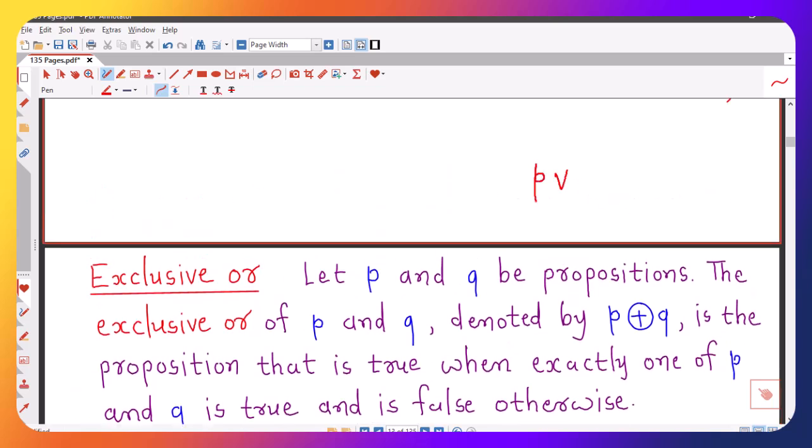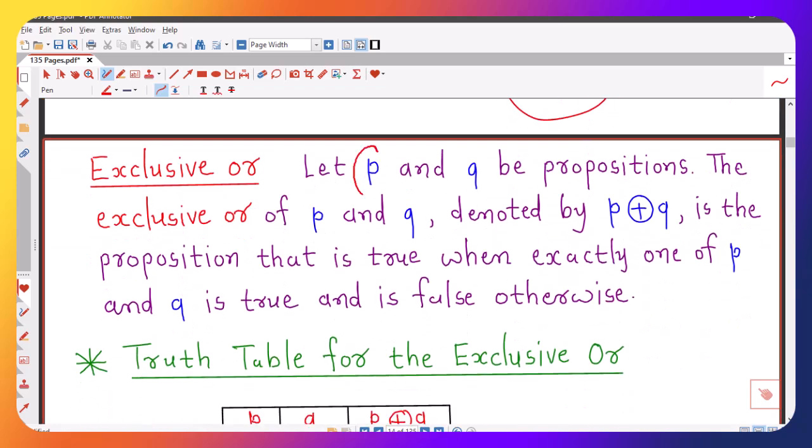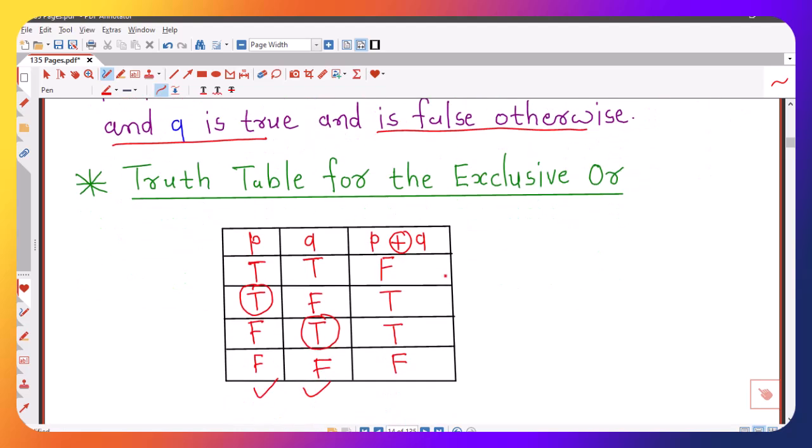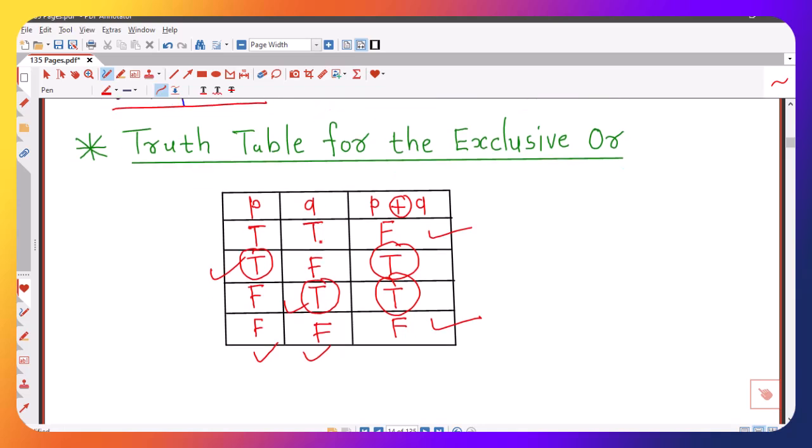Inclusive or means the disjunction logical operator, and exclusive or is defined in this way: let P and Q be propositions. The exclusive or of P and Q, denoted by this symbol, is the proposition that is true when exactly one of P and Q is true and is false otherwise. That is, it is false if both are true and if both are false, and it is true if exactly one of the two propositions is true.